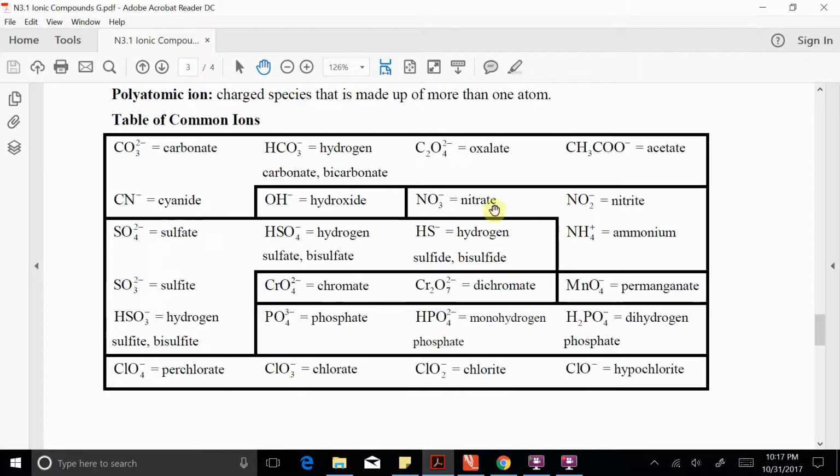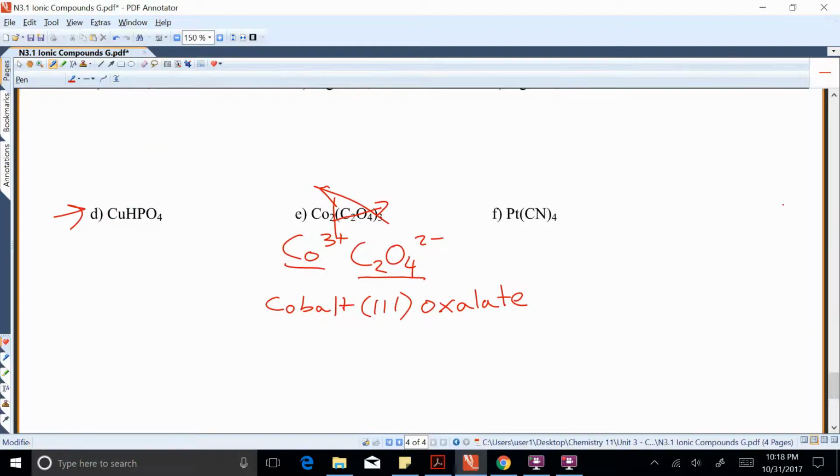So we don't see any Cu, okay, but we can see that we have our H, our HPO4, and HPO4 is monohydrogen phosphate. So we need to know that name. We know that one is our polyatomic ion. We can split it right there. Let's write them down as their ions.